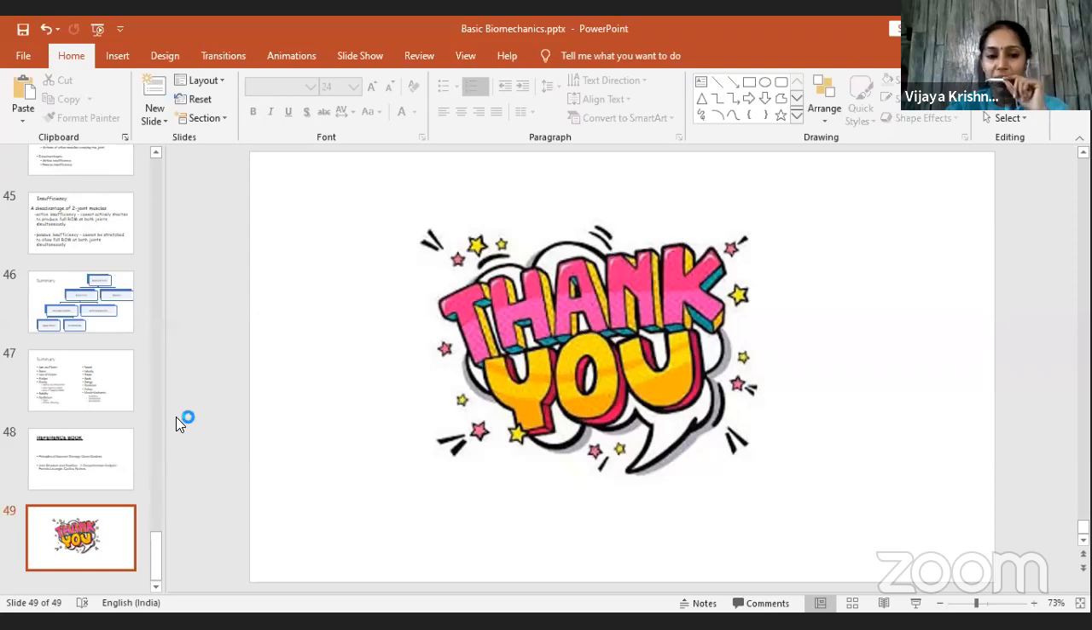So these are the basic biomechanical principles that we are looking at, and this is how you will be able to work with motions occurring in the body and correlate them to the physics and the mechanical forces that cause these movements. Any more queries?